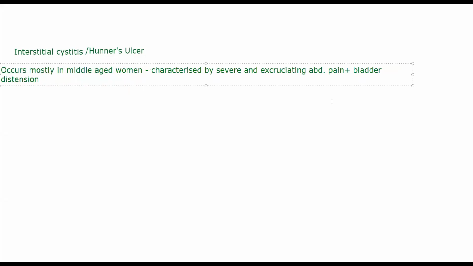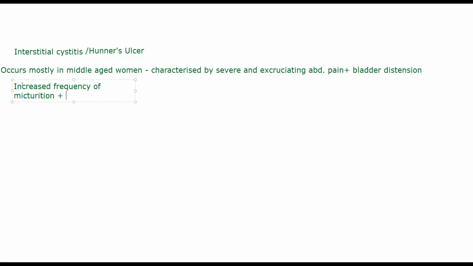So the features will include increased frequency of micturition. Generally, whenever frequency of micturition increases, urgency of micturition will also increase, meaning they not only have to go several times, but each time it is an emergency. They literally have to run to the bathroom. They'll somehow lose bladder control. And you will also see a great decrease in bladder capacity. So these are the features of interstitial cystitis.